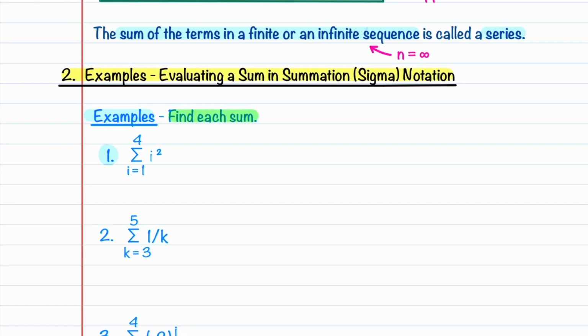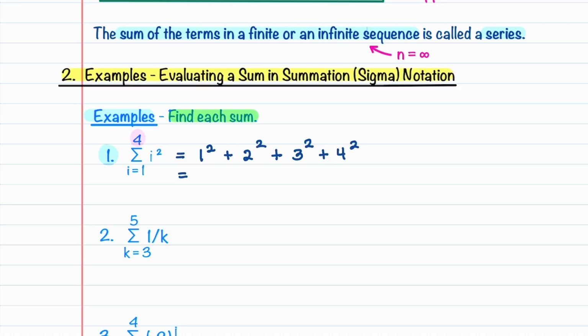To evaluate this sum, we're going to start by writing down all of the terms. We start with i equal to 1, so we plug in that i is 1, so this is 1 squared. And because we have the sigma sign, that just means that we're going to be adding. For the next term, i is 2, so we have 2 squared. And then we add our third term, which is 3 squared. And then we're going all the way up to 4. So our last term is 4 squared.